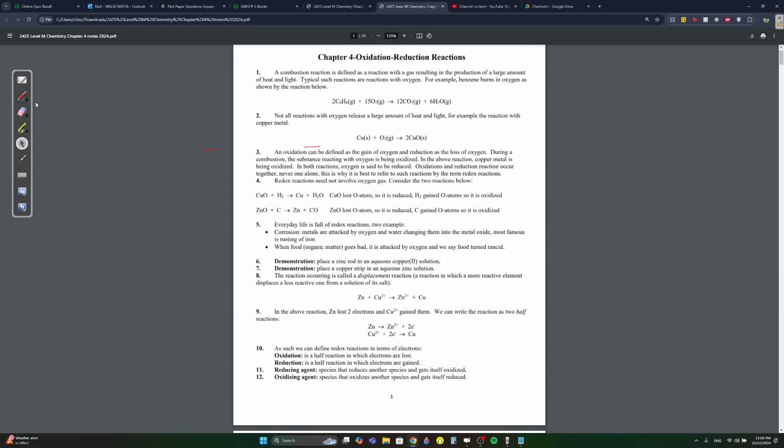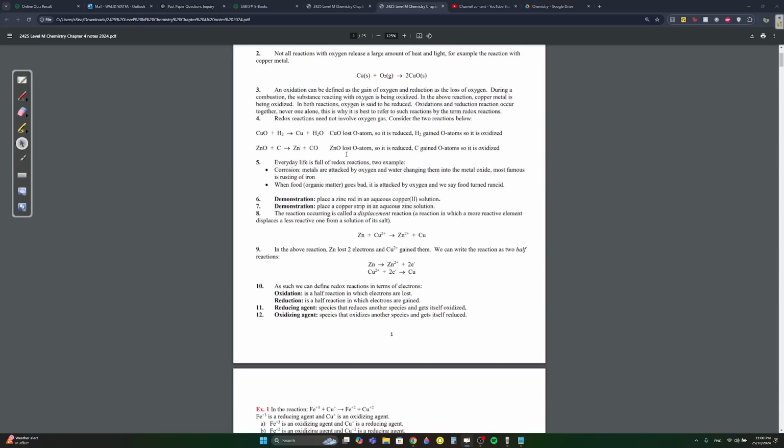Redox reactions don't need oxygen gas, right? You can have it just with charges. You don't have to react it with oxygen gas.